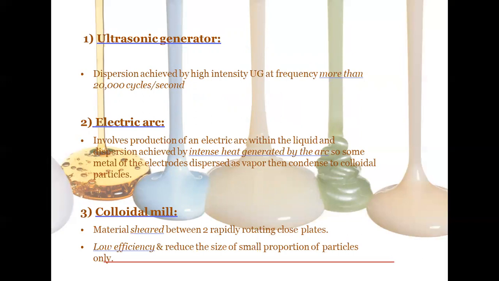Next is the electric arc. The electric arc method involves the production of an electric arc within the liquid, and dispersion is achieved by intense heat generated by the arc. So some metal of the electrodes is dispersed as a vapor, then condensed to colloidal particles. Then the next one was the colloidal mill. The material is sheared between two rapidly rotating closed plates. It has low efficiency and reduces the size of only a small proportion of particles.